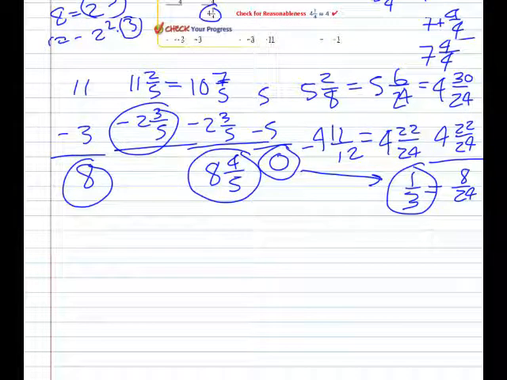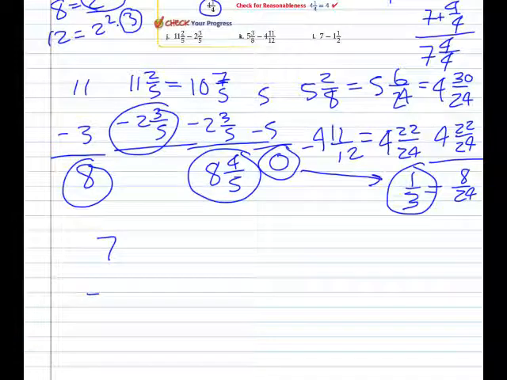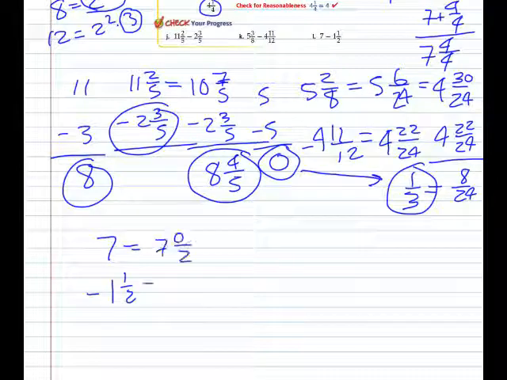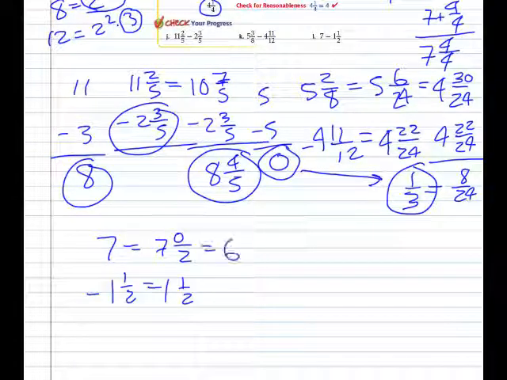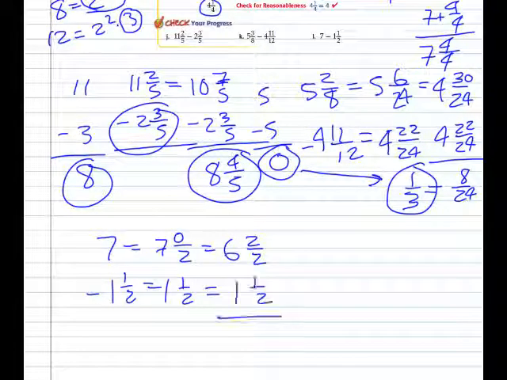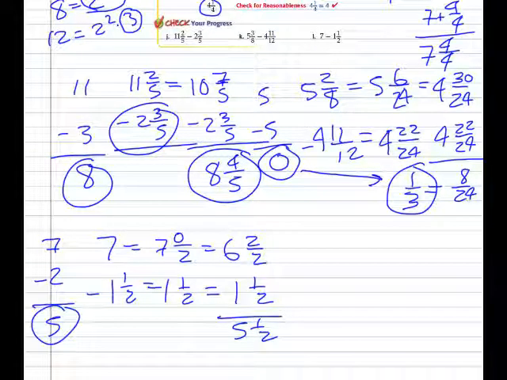My last problem is 7 minus 1/2. Remember, we're going to write this as 7 and 0/2 minus 1 and 1/2. This becomes 6 and 2/2 minus 1 and 1/2, which gives me 5 and 1/2. My estimate as I go back would have been 7 minus 2, or about 5.